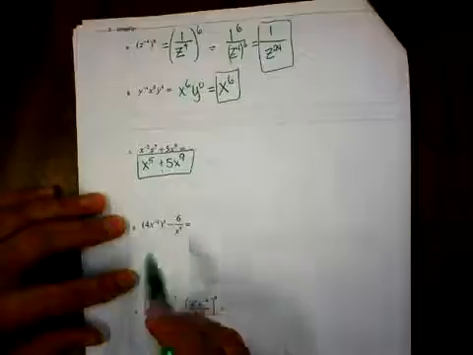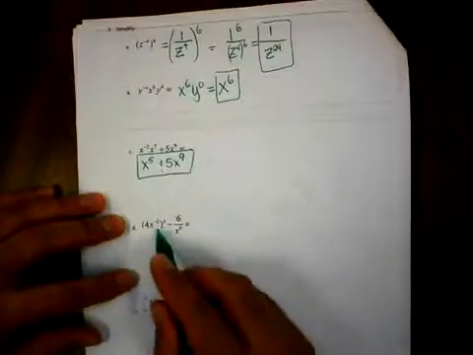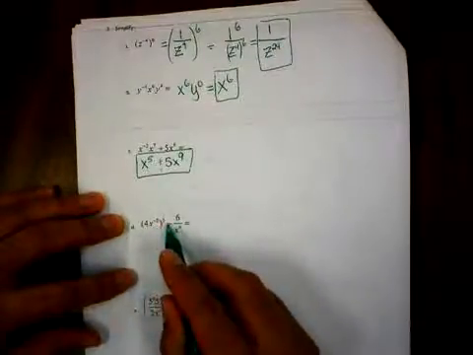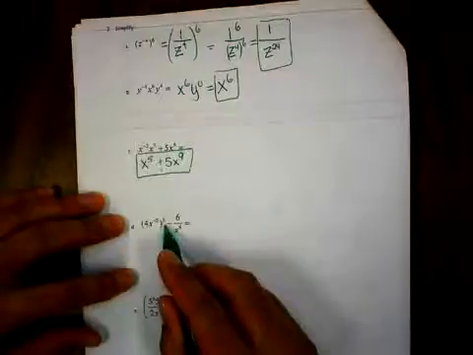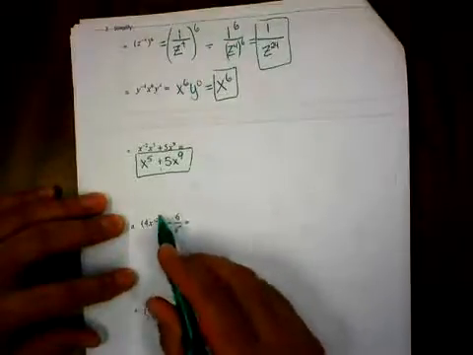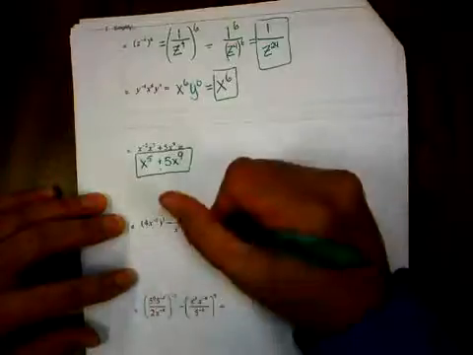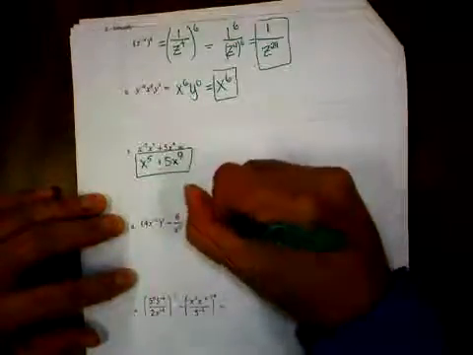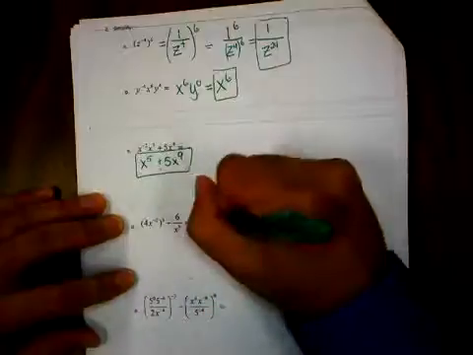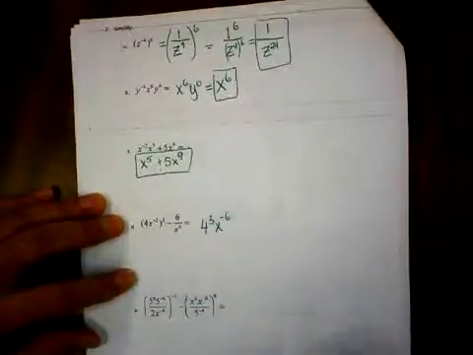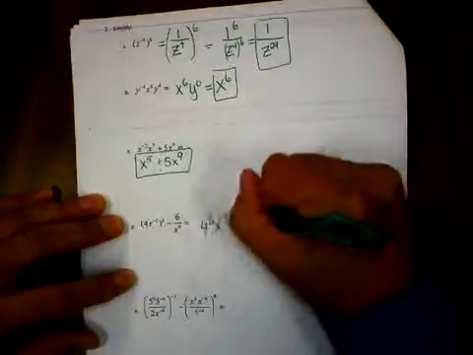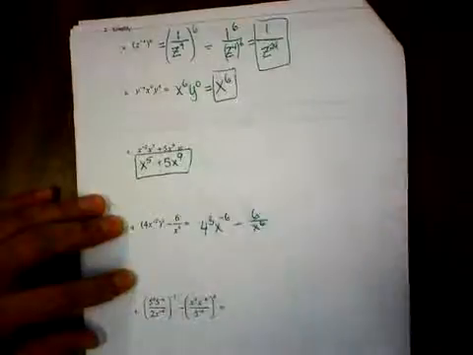Likewise, let's look at this one. So this is 4x to the -2 cubed. So one thing I could do is distribute the cube. So this would be 4 cubed x to the -6 minus 6 over x to the 6th.